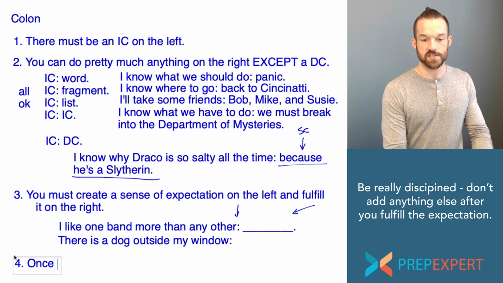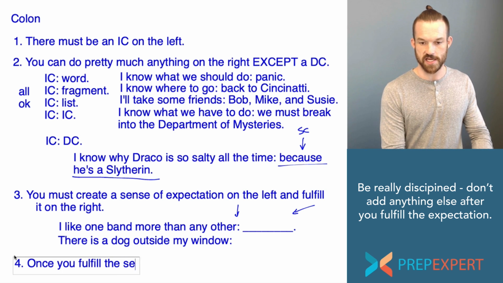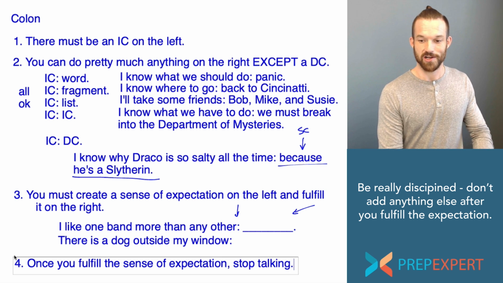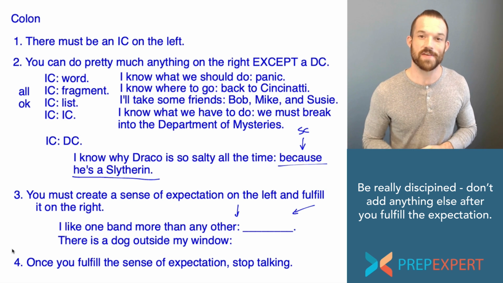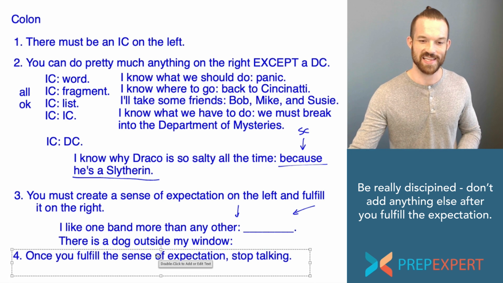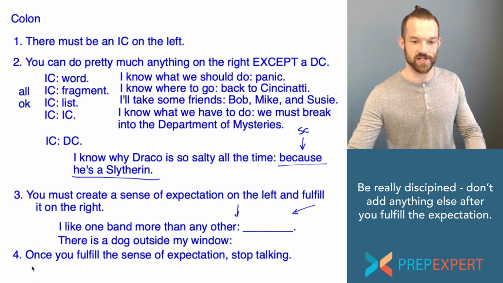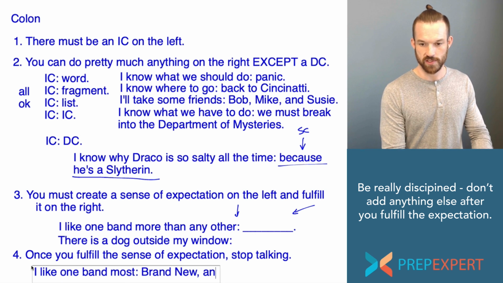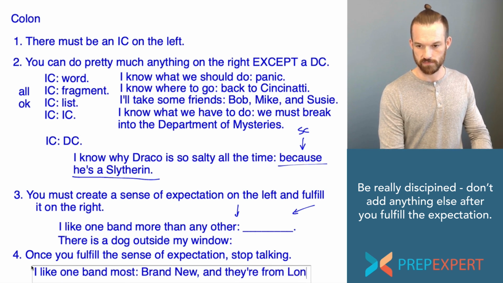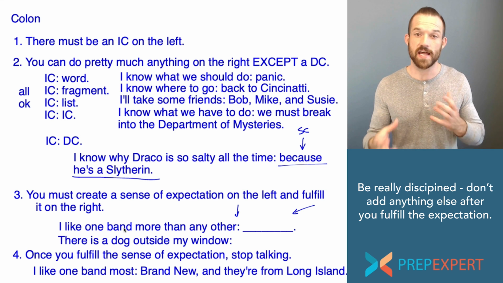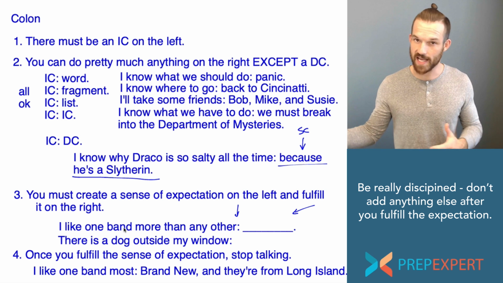All it is, once you fulfill the sense of expectation, stop talking. All that means is, once you fulfill the sense of expectation on the right side of the colon, you can't carry on with the sentence after that. That is the end of the sentence. For instance, I couldn't say, I like one band most: Brand New, and they're from Long Island. The problem there is that I fulfilled the sense of expectation by telling you who my favorite band is, but then I kept talking.